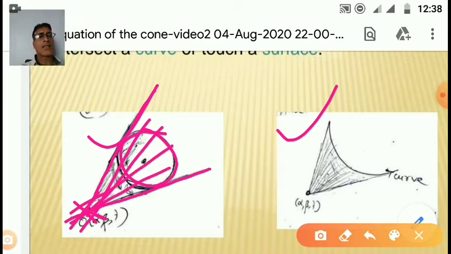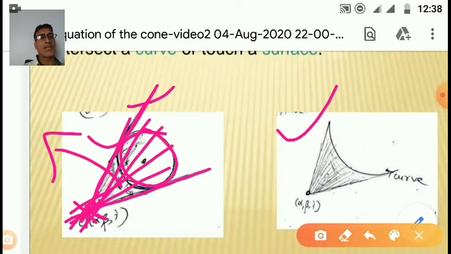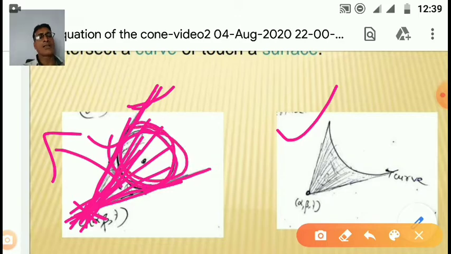So all these straight lines form a cone. This straight line is called a generator. All these straight lines passing through the fixed point and touching the surface form a curved surface, which is called a cone. So this straight line is called a generator. Obviously, we will have infinitely many generators, because we can draw many straight lines with this condition around the surface. Therefore there are infinitely many generators.